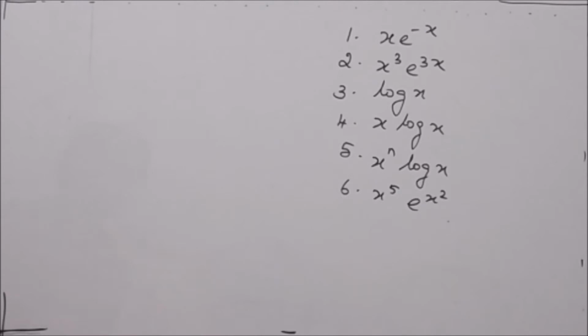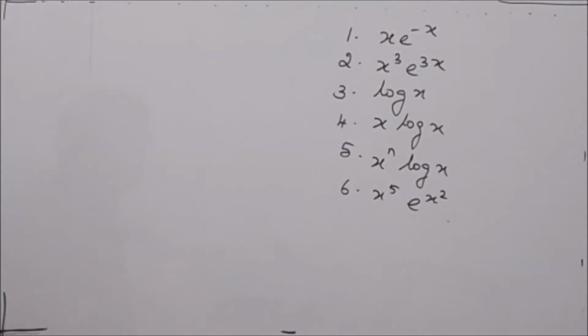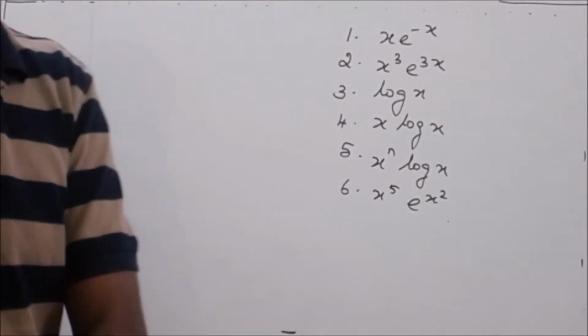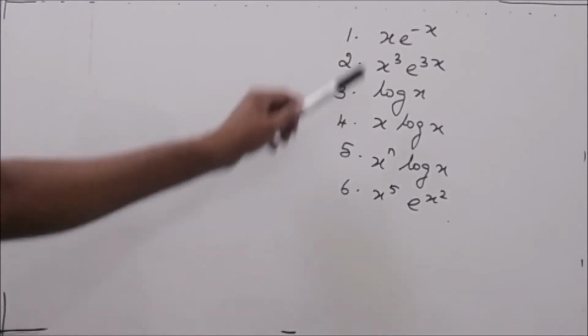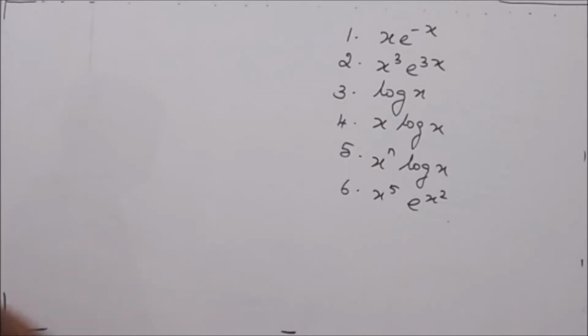Now I have written all the 6 questions in exercise 2.5. One is x e power minus x, another one is x cube e power 3x, then next one is log x, then another one is x log x, the fifth one is x power n log x, the sixth one is x power 5 e power x square. It's okay.